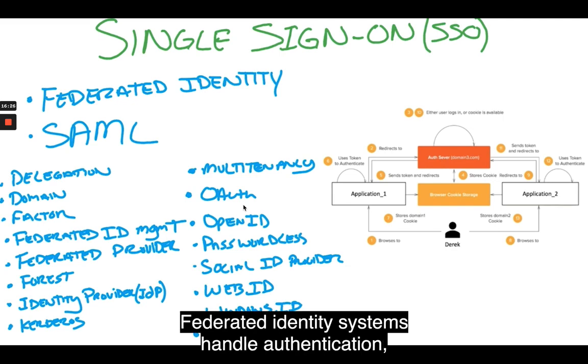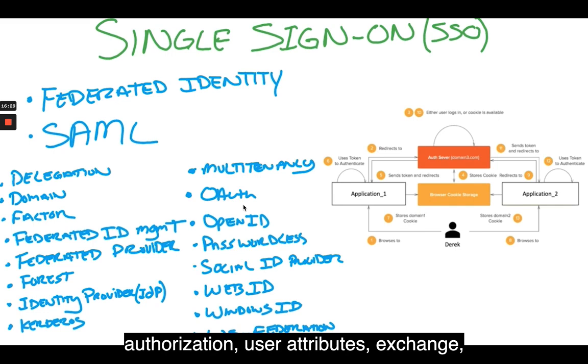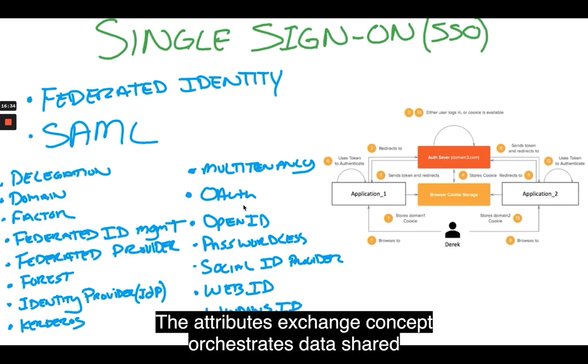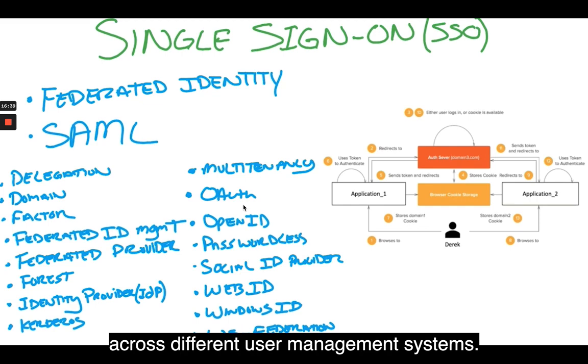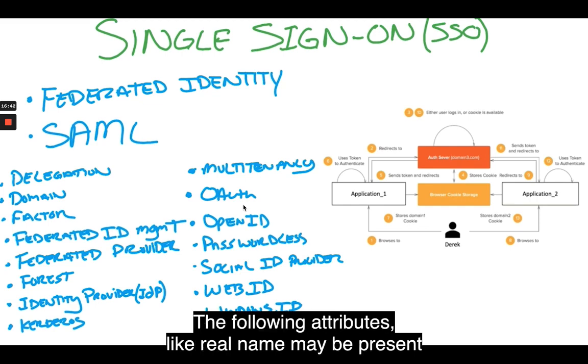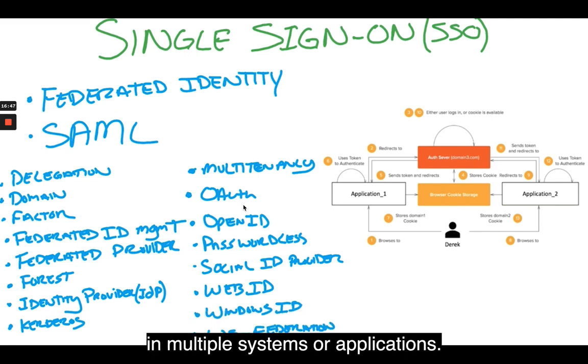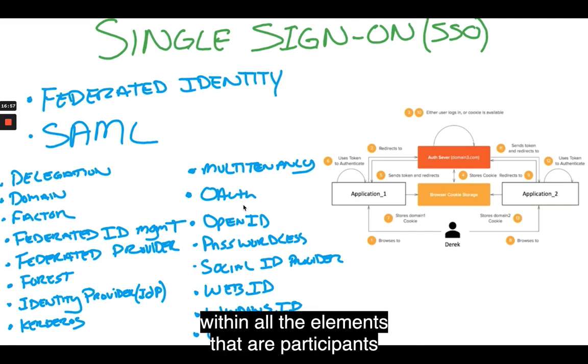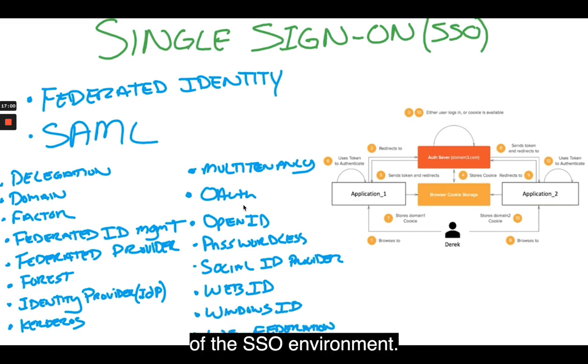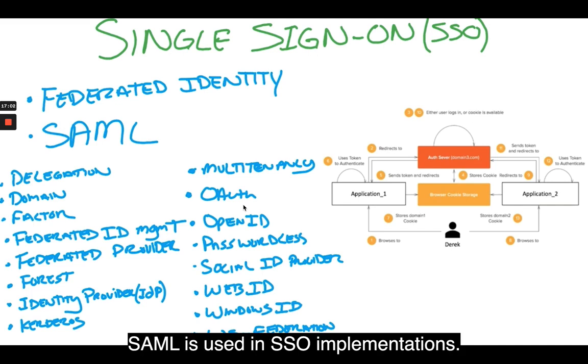Federated identity systems handle authentication, authorization, user attributes exchange, and user management. The attributes exchange concept orchestrates data shared across different user management systems. Attributes, like real name, may be present in multiple systems or applications. Federated identity systems counteract data duplication problems by linking the related attributes within all the elements that are participants of the SSO environment. SAML is used in SSO implementations.